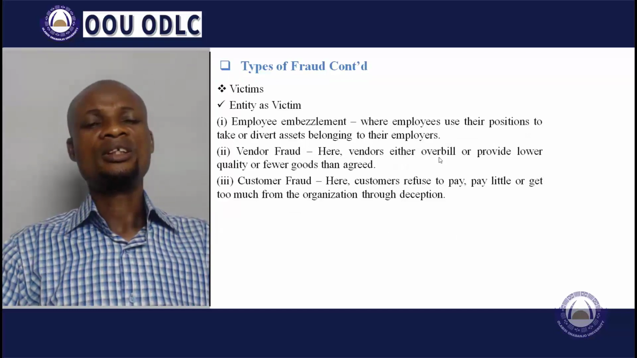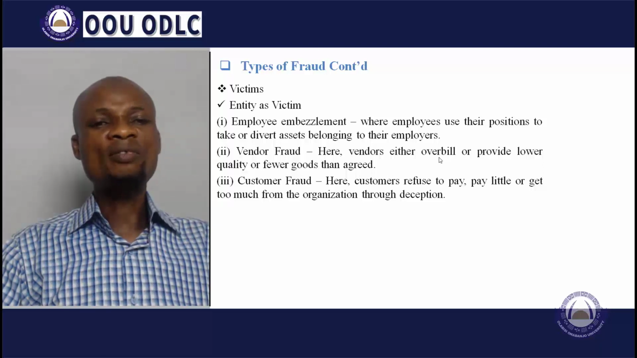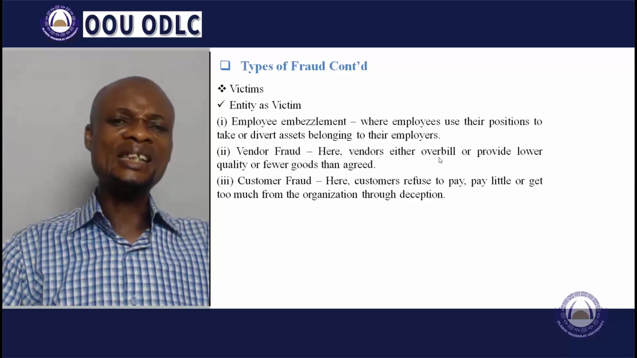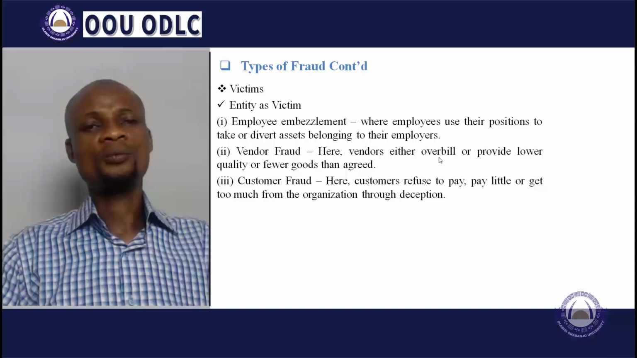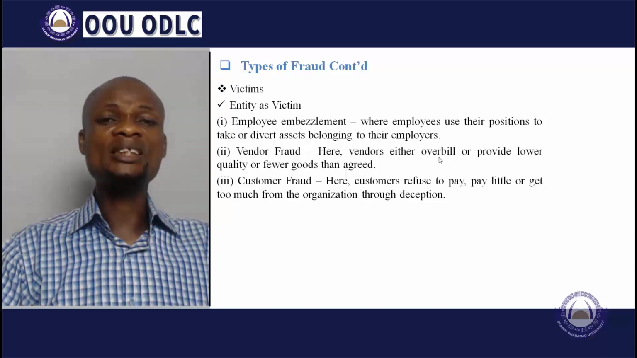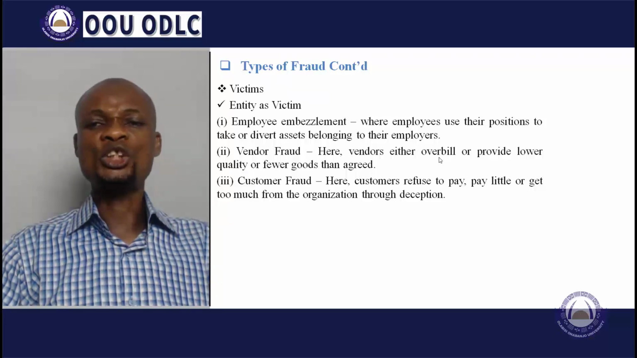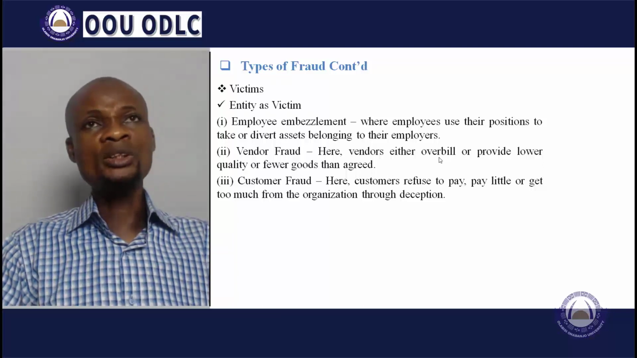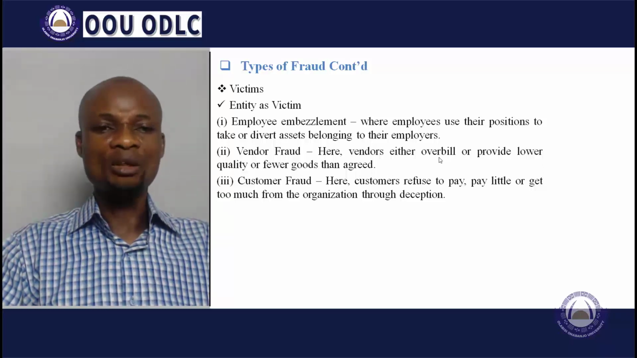Learners, the third category is the victim. Under the victim, we have the first one, the entity as a victim. Under the entity as a victim, we have employee embezzlement, vendor fraud, and customer fraud. Employee embezzlement is a form of fraud that occurs where employees use their position to take or divert assets belonging to their employers. You are embezzling the fund, you are engaging in asset misappropriation. All these are employee embezzlement.